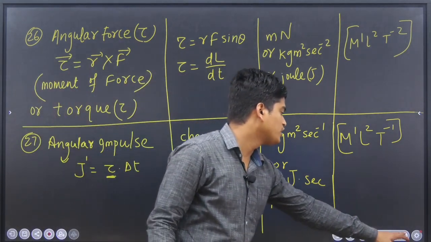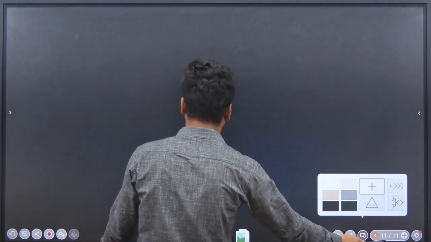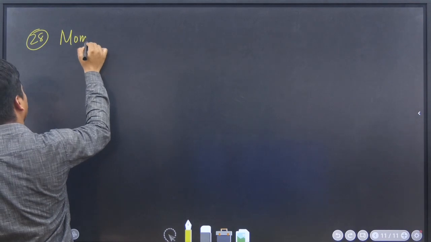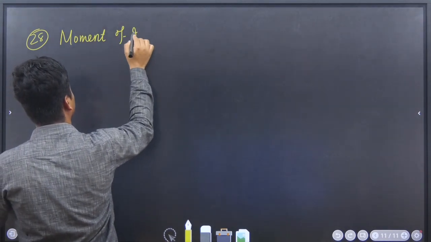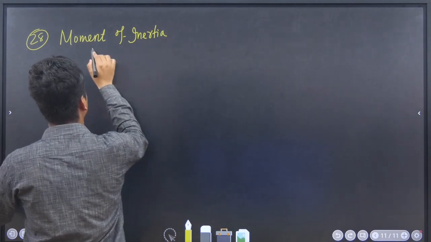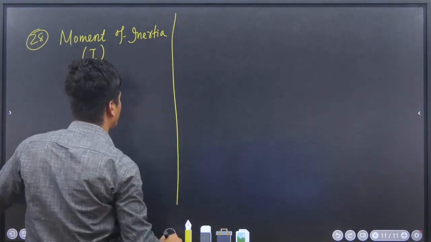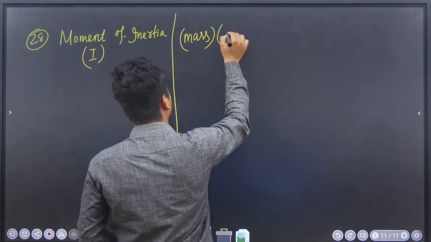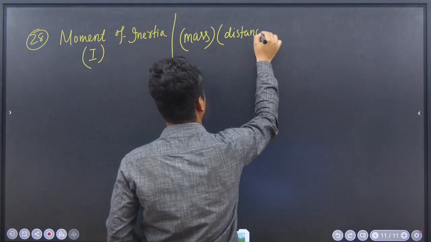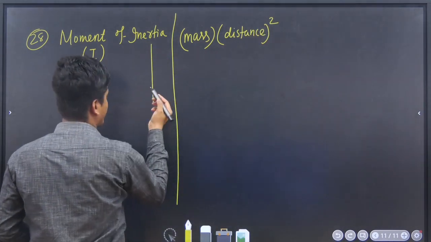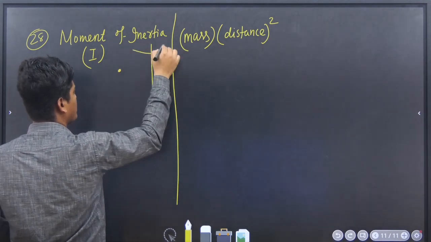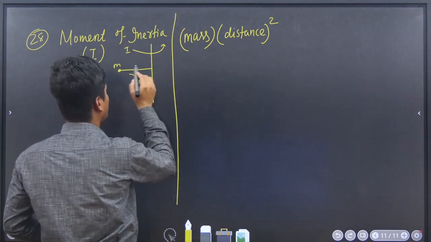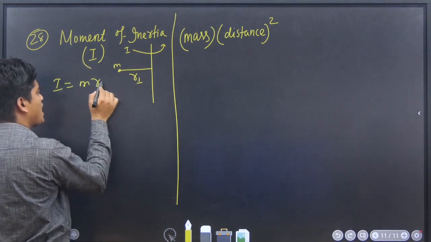Now another quantity in rotational motion, number 28, is your moment of inertia. The symbol for moment of inertia is given as I. So what is moment of inertia? Moment of inertia is nothing but mass into some distance square. That means if one axis is there and a point mass is rotating about it, with perpendicular distance r, then the moment of inertia I can be written as I equal to m r perpendicular square.